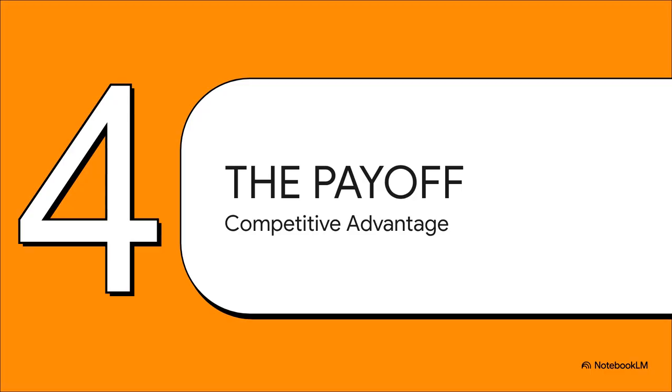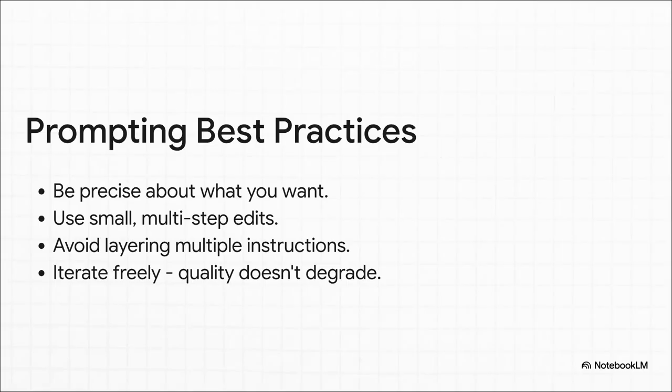So the big question is, what does all of this crazy technology mean for you? Why should you be paying attention to this right now? Well, it's all about getting a serious competitive advantage. So if you want to get ahead of the curve, you need to know how to use it right. Logan Kilpatrick from Google's AI team shared some key tips. First, be as precise as you can. It's way better to make a bunch of small, step-by-step edits instead of trying to do everything in one giant command. And here's the best part, the quality never gets worse, so you can just keep tweaking and editing and iterating as much as you want until it's absolutely perfect.